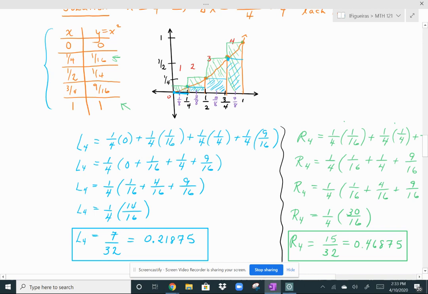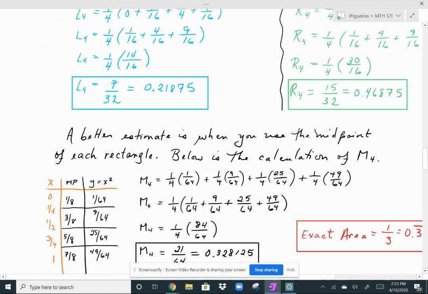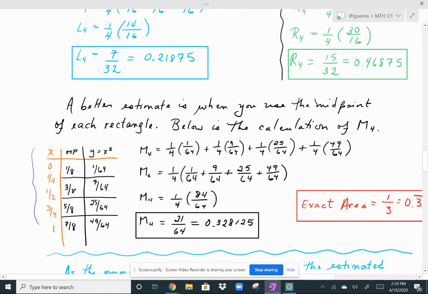You could find those midpoints by averaging the previous number and the sequential number and dividing by 2. So 0 plus a fourth divided by 2 is 1/8. A fourth plus a half divided by 2 is 3/8. Same thing, a half plus 3/4 divided by 2 is 5/8, etc. So you're basically finding the midpoint or the average number between each of the subintervals. Those midpoints also correspond to a height. So that's calculated here in this chart. I have all my x values that I started with. These are my midpoint calculations.